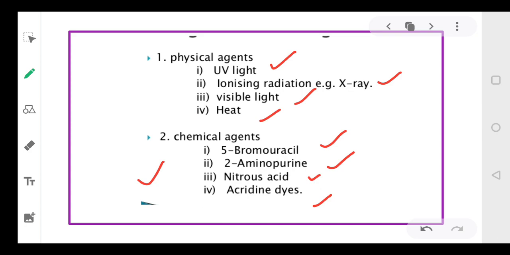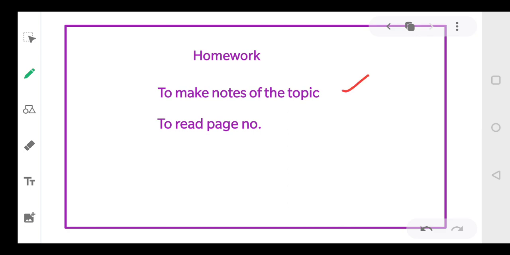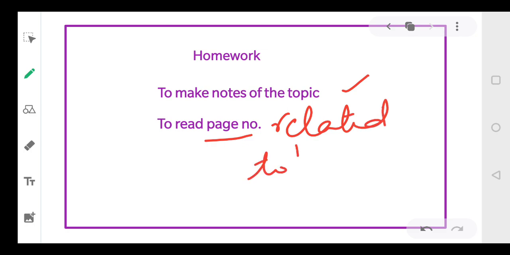So I hope you've understood everything. Right. So let's come to the homework. First of all, you will make notes of this topic, right? And you will read the page number related to this topic from your NCERT and you will underline all the one-word answers. You will try to make short questions and you will highlight all the important words from this page, right?